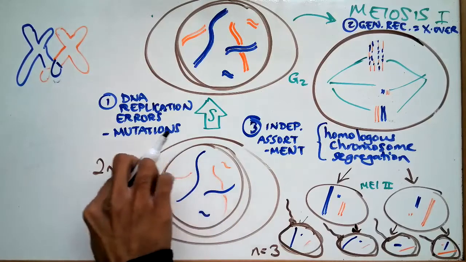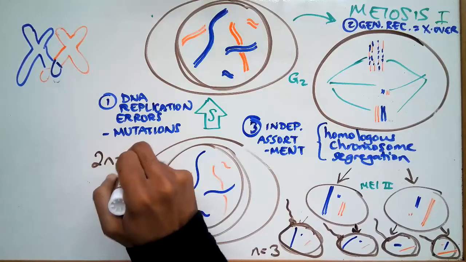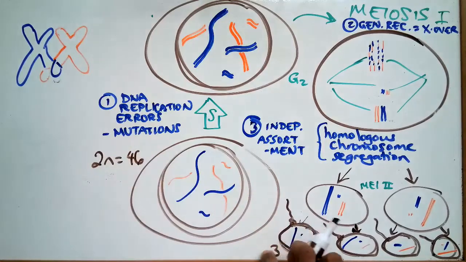And if this were a human cell, we would have started with 2n equals 46, and we would end up with just n equals 23. Those sperm, or if these were eggs, could fuse with another gamete. 23 plus 23 equals 46.